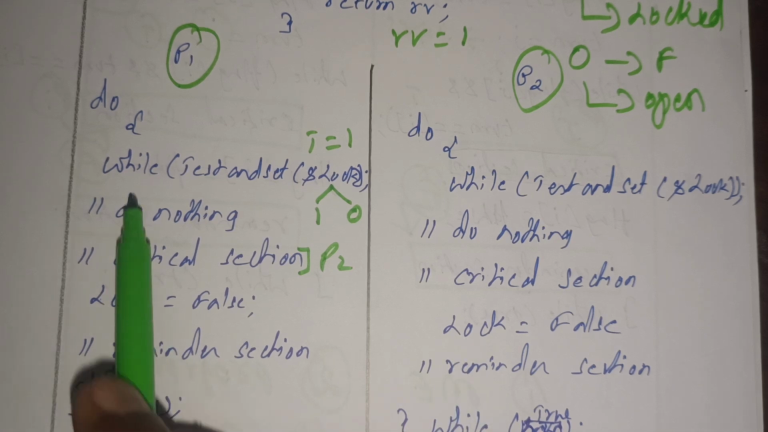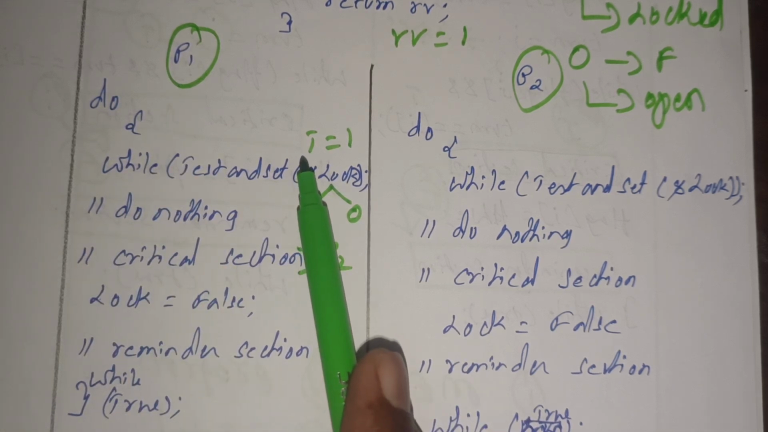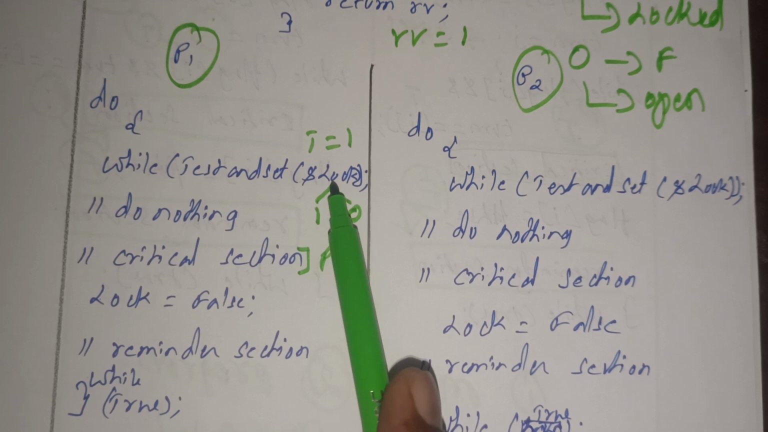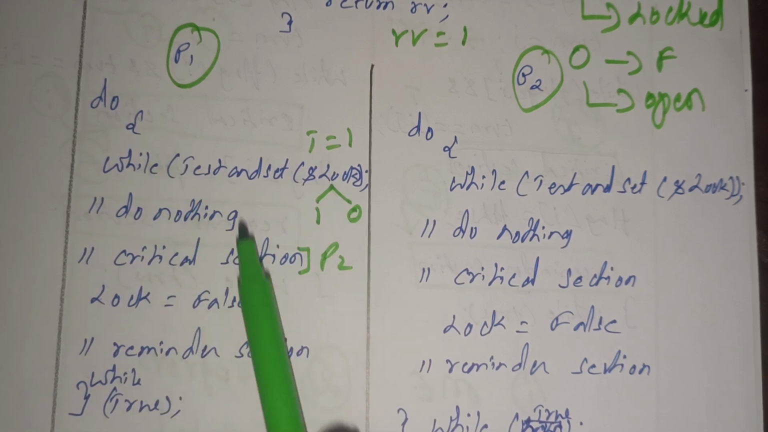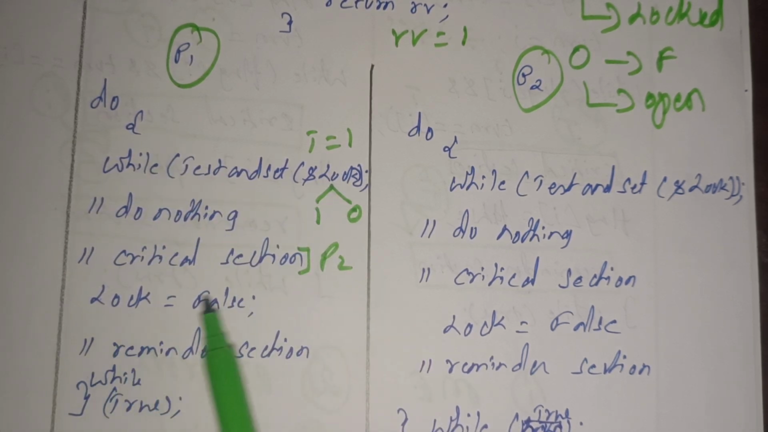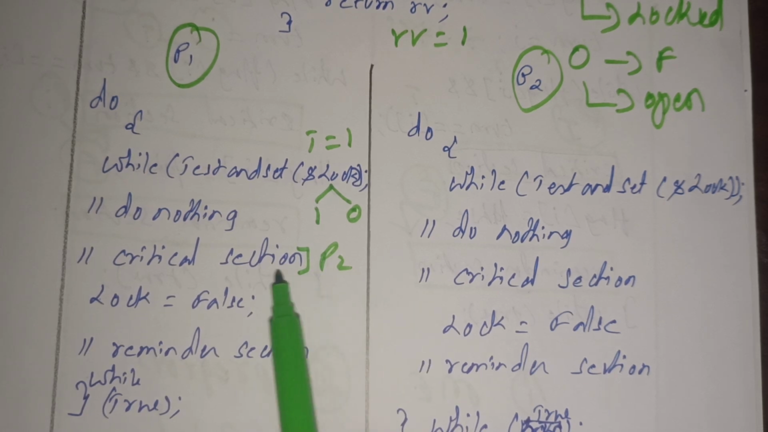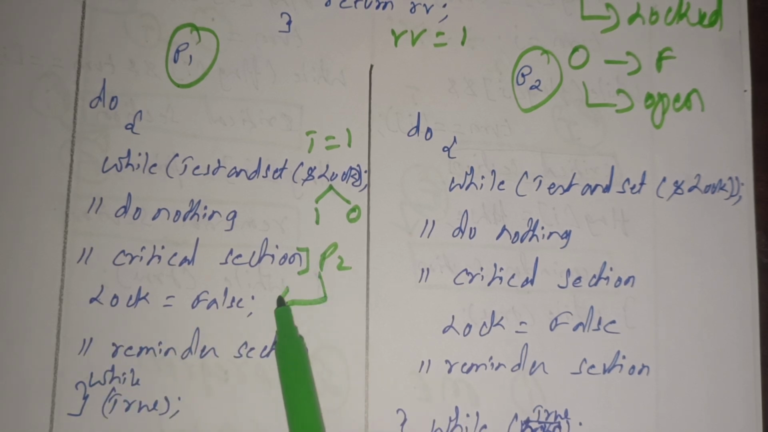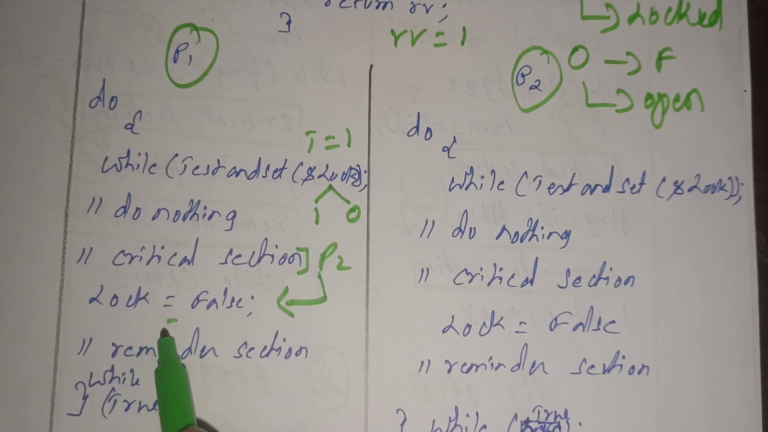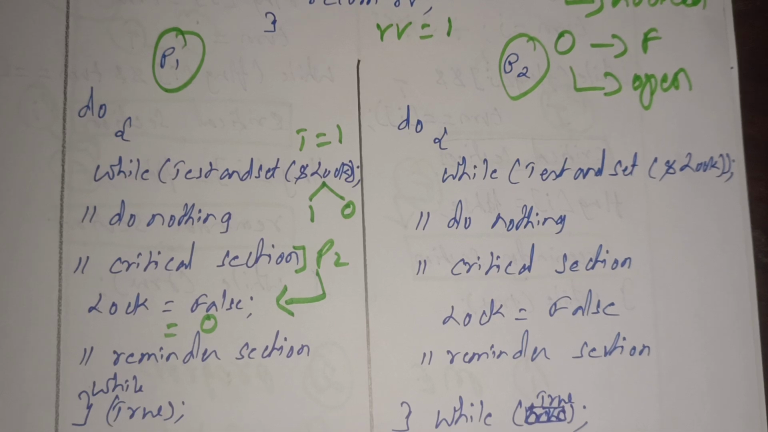Okay, now P1 is approaching, it is finding the test value, that is lock is 1. So P1 cannot get enter. Right, let's check. When P2 completes its task, P2 wants to leave the critical section. What will happen? Lock is equal to false. This P2 will set lock is equal to false. That means what? The value is 0. I was repeating the same thing I told you already.